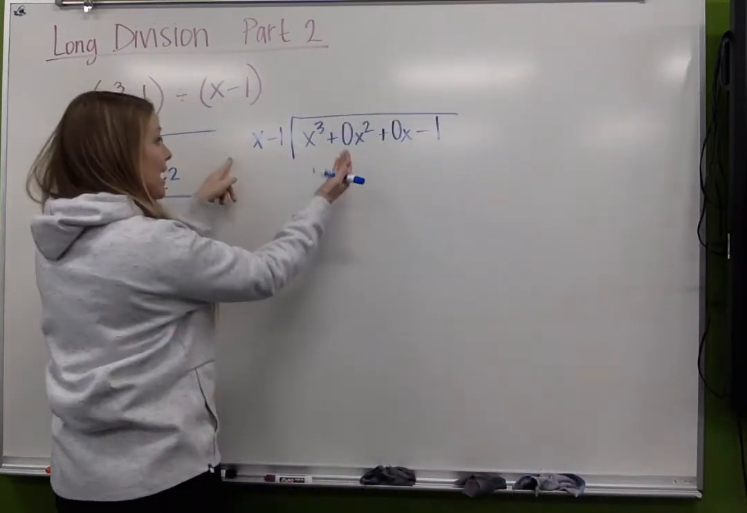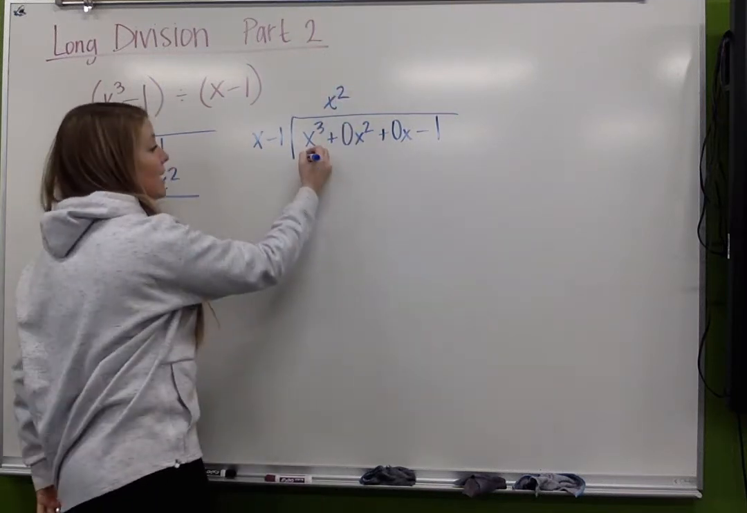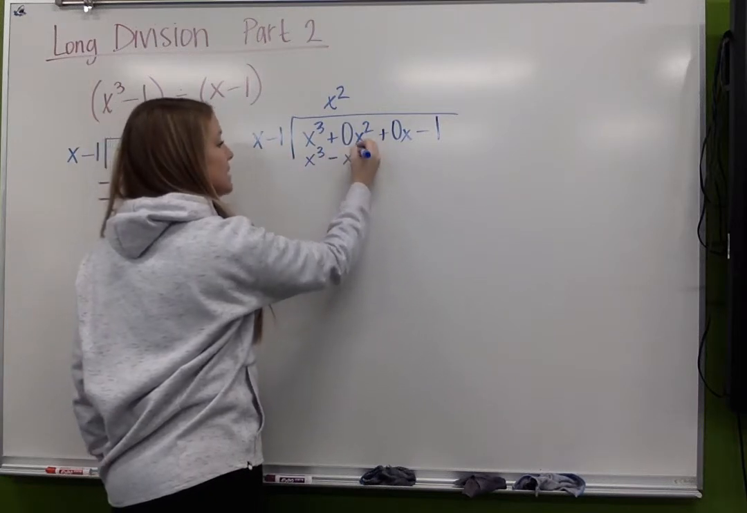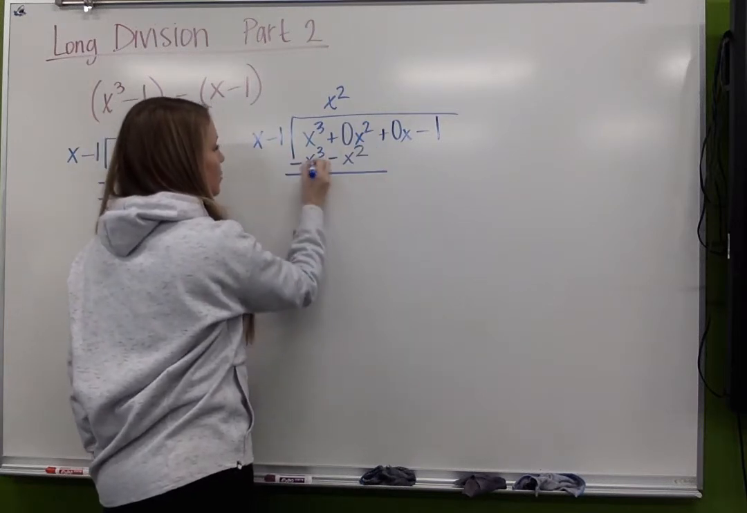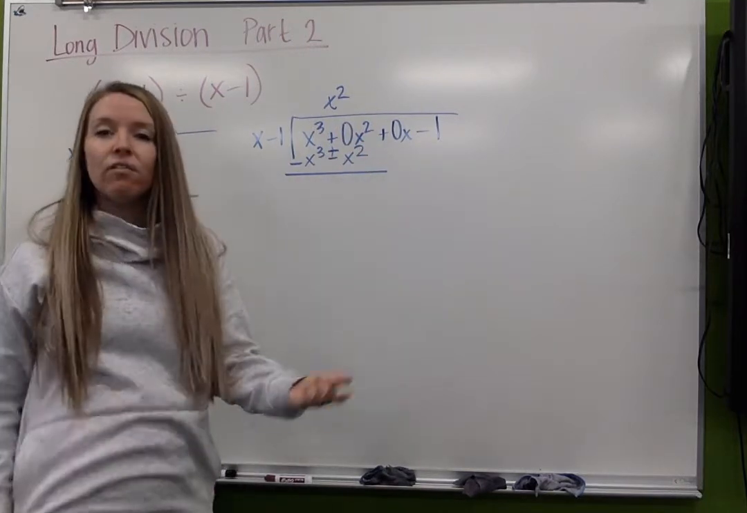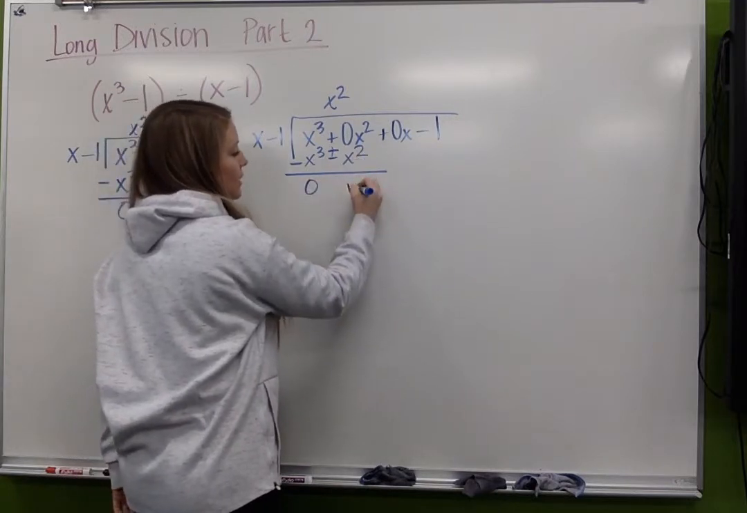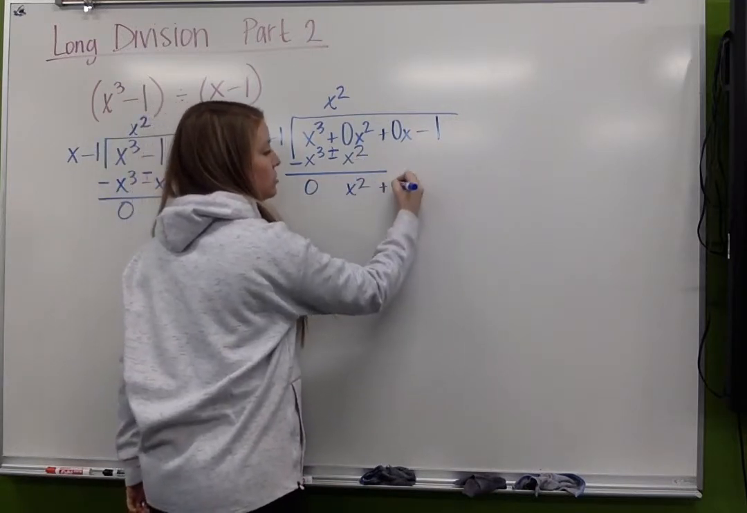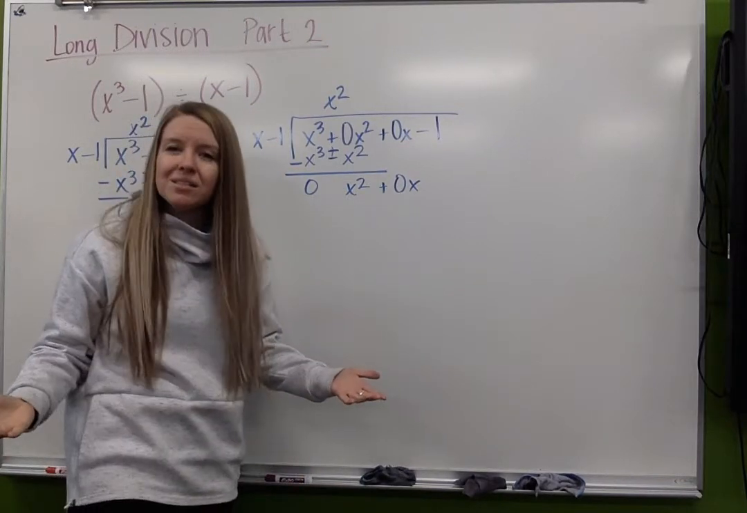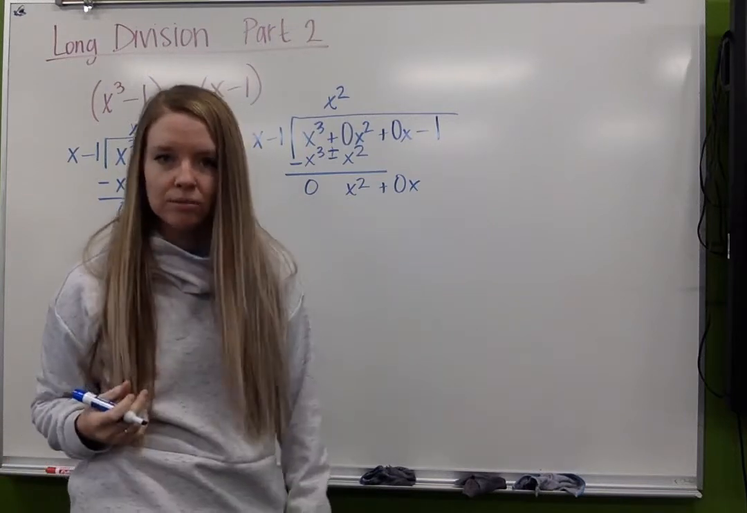And now, when I have my x squared times x is x cubed. X squared times negative 1 is negative x squared. And when I subtract, now my variables are lined up. We've avoided that issue. So now I have 0 here, an x squared, and I'm going to drop my 0x. Process doesn't change. We're just using these placeholders for our missing variables.